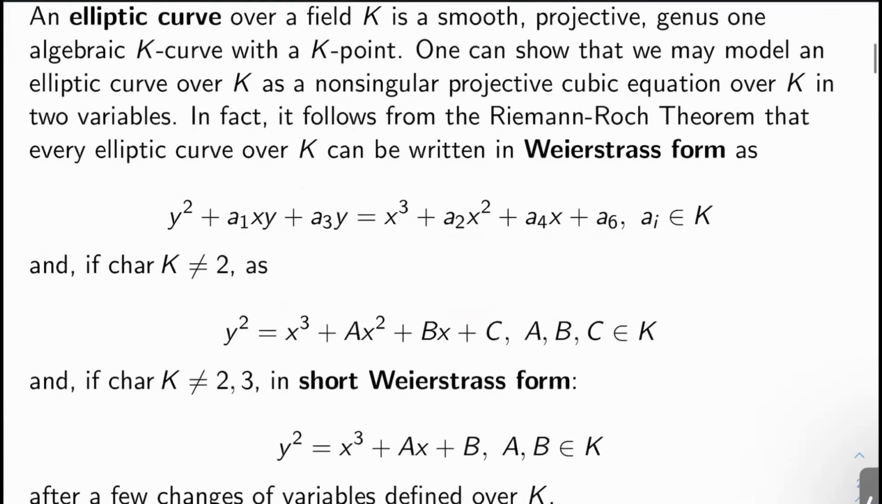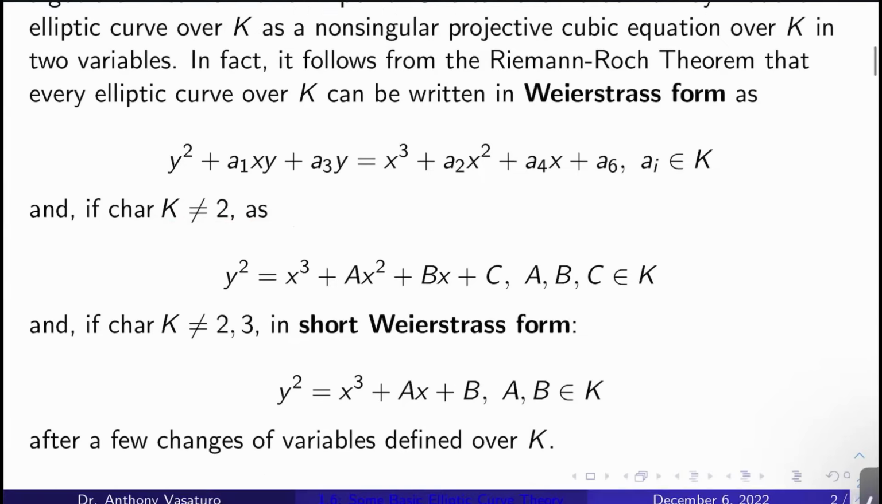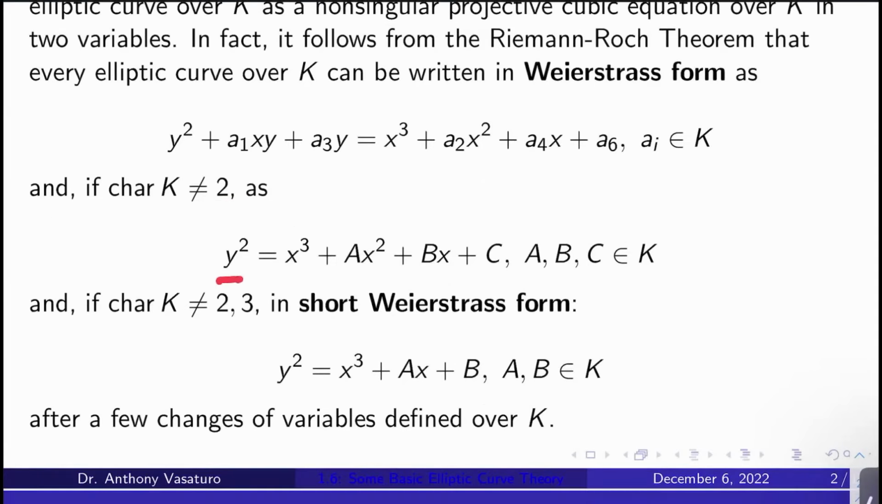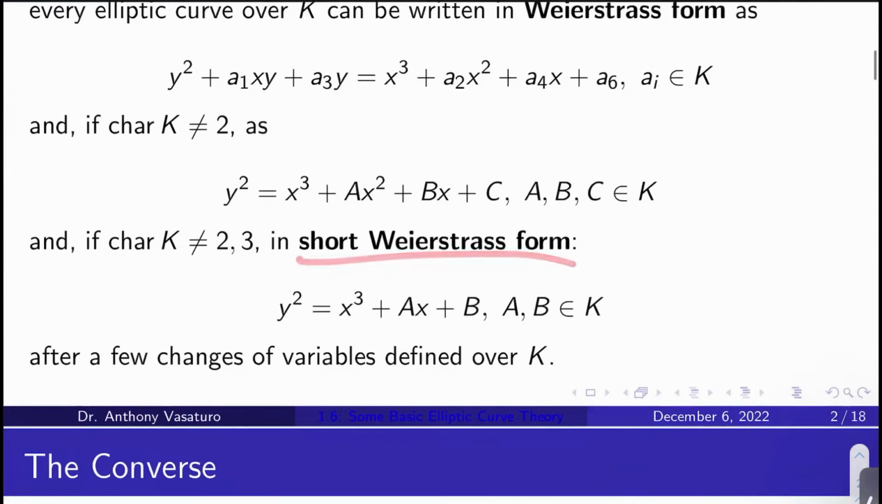In fact, if the characteristic of K isn't 2, you can do much better. You can produce what I call a medium Weierstrass model, which is of the form y squared equals x cubed plus ax squared plus bx plus c, where a, b, and c are in K. And if the characteristic of K isn't 2 or 3, you can even do much better. You can produce what's called a short Weierstrass form, or a short Weierstrass model, which is y squared equals x cubed plus ax plus b, where a and b are in K.